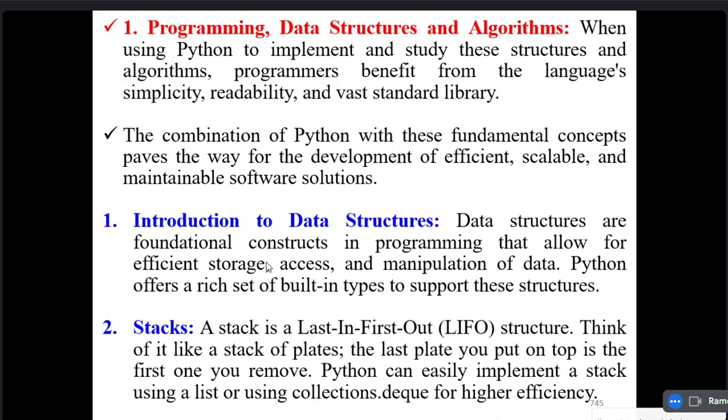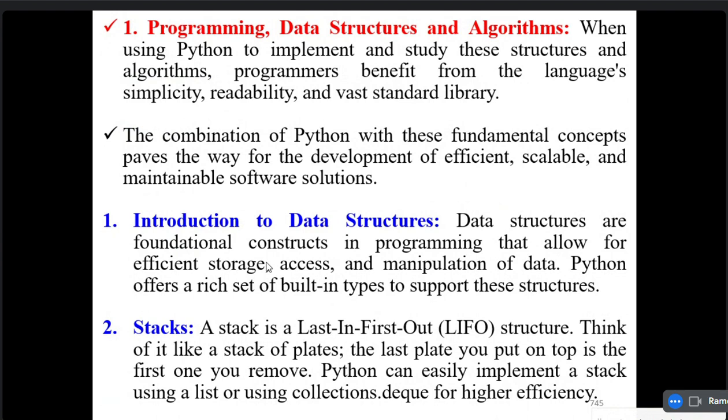Data structures are foundational constructs in programming that allow for efficient storage, access, retrieval, and manipulation of data. I have explained that. There are three great advantages: one is efficient storage, efficient access, and efficient manipulation of data. Python offers a rich set of built-in data types. That's why Python is so popular to support these data structures.